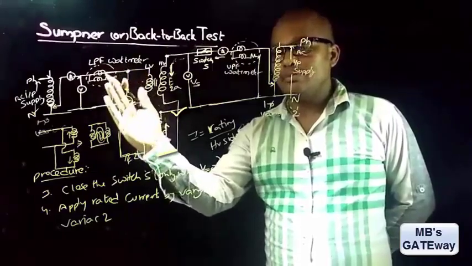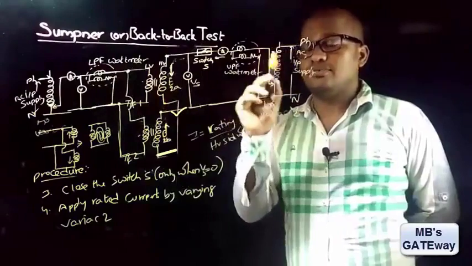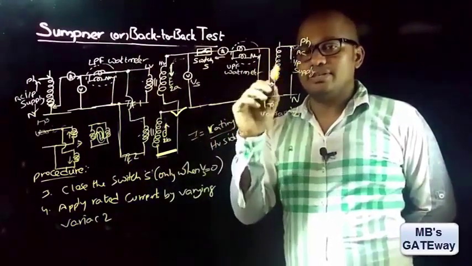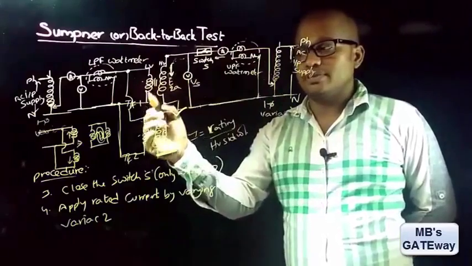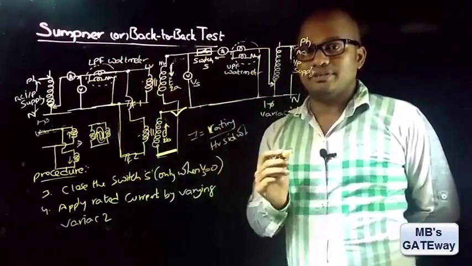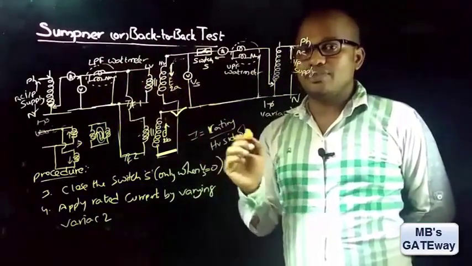This means this LPF wattmeter will continuously read the iron losses. That is, variation of this supply doesn't affect the wattmeter reading, because by varying the supply, the power which is transferred is limited in this closed loop. It doesn't affect the wattmeter reading. Therefore, the wattmeter reading will continuously indicate the iron loss of the transformer.